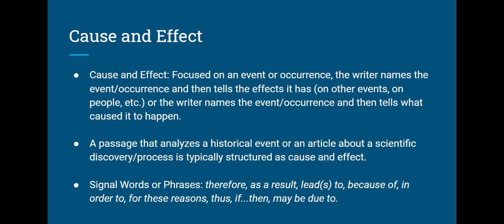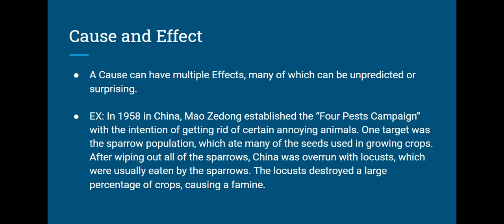Some signal words or phrases that you'll see in a cause-effect structure include therefore, as a result, leads to, because of, in order to, for these reasons, another is if-then statements, and maybe due to. In this case, the if-then statement is not quite like the ones we've seen in the past. In this case, if-then means, if this happens, then this is going to happen, right? Relating to cause and effect.